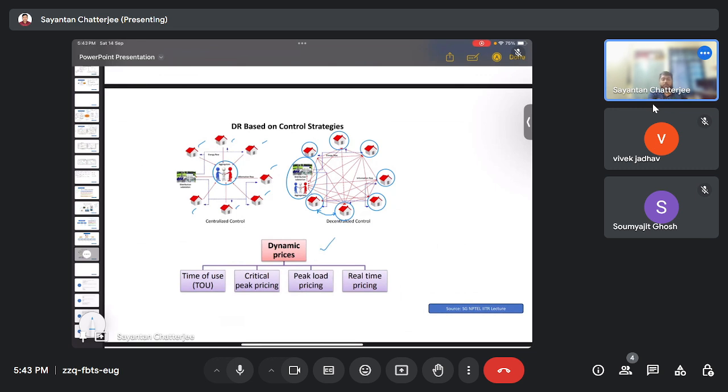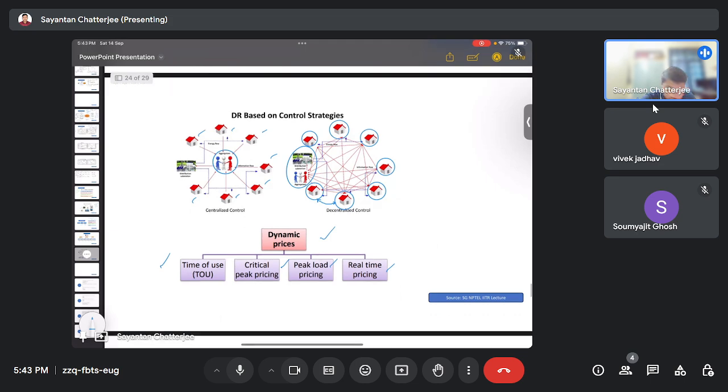Then there is demand response based on pricing, dynamic pricing, because ultimately we have to find some way to reduce customer usage or reduce the peak. There should be ways to make people react to these things: time of use, critical peak pricing, peak load pricing, real time pricing. These are the various pricing schemes that would be encouraged so that customers participate in demand response.